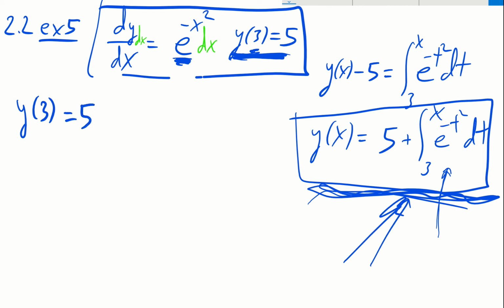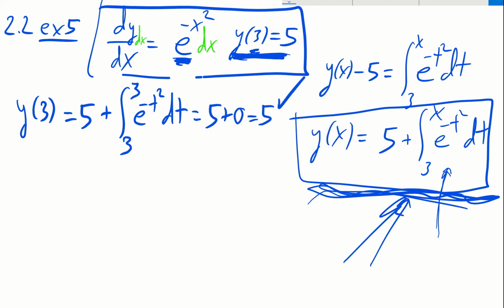Well, this is going to be 5 plus the definite integral from 3. Again, everywhere we see an x, we're putting 3. So it's the definite integral from 3 to 3 of e to the negative t squared dt. And as you should have known from previously, when you do the definite integral from a to a, that result gives a 0. And so we get 5 plus 0, which is 5. So that part checks out.